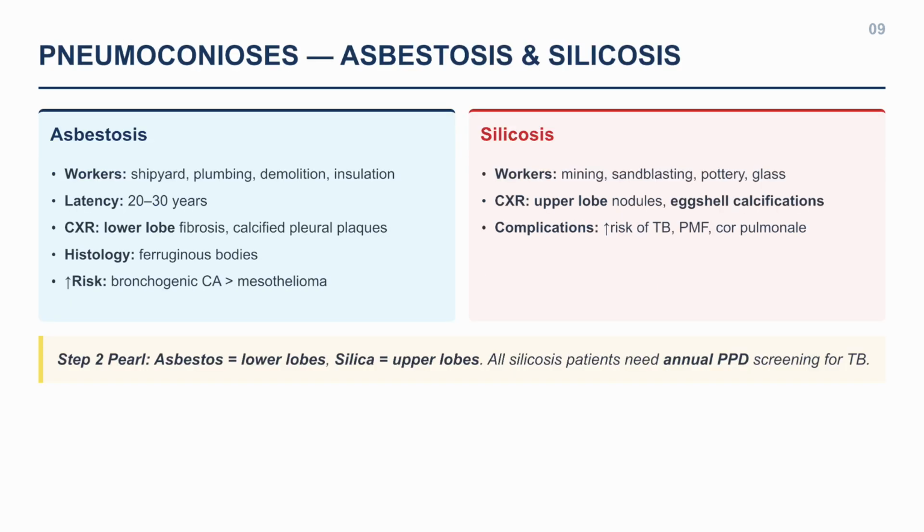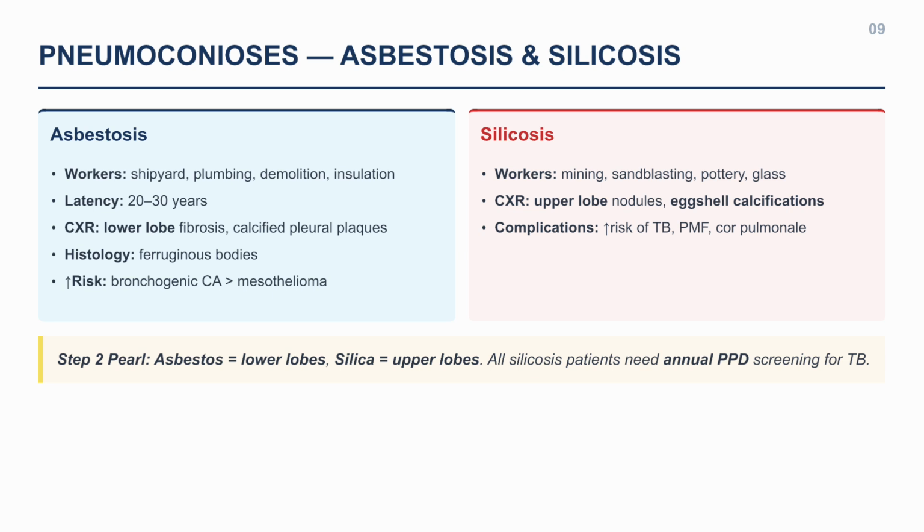Two pneumoconioses dominate Step 2 questions. Asbestosis, seen in shipyard workers, plumbers, demolition workers, and insulation installers. Symptoms develop 20 to 30 years after exposure. Chest X-ray shows lower lobe fibrosis and calcified pleural plaques. Histology reveals ferruginous bodies. Importantly, asbestos increases the risk of bronchogenic carcinoma more than mesothelioma, though both occur.